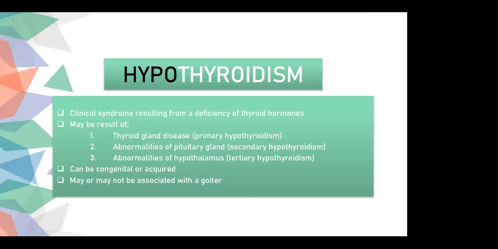Okay, next we move to hypothyroidism, our concern for today. Hypothyroidism is a clinical syndrome resulting from deficiency of thyroid hormones, which in turn results in a general slowing down of metabolic processes. This may result from disease of the thyroid gland, or it can be due to abnormalities in the pituitary or hypothalamus. Hypothyroidism can be congenital or acquired and may or may not be associated with a goiter. Next.